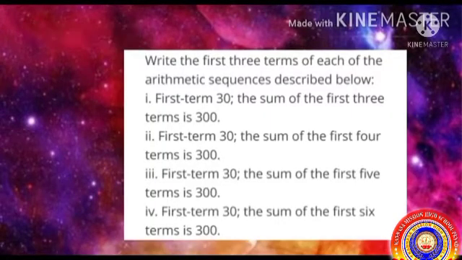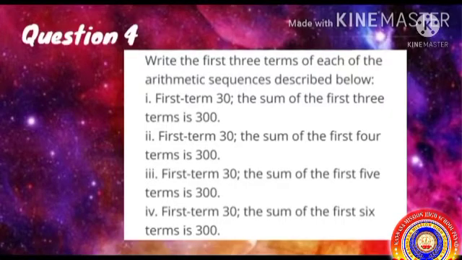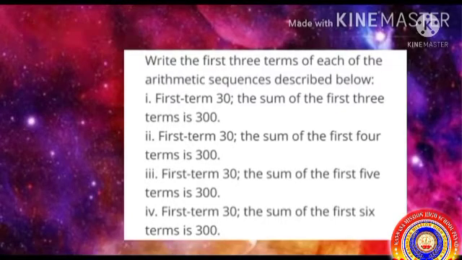Next, question number 4. Write the first 3 terms of each of the arithmetic sequences described below. First one, first term equal to 30, the sum of first 3 terms is 300. Second one, first term 30, the sum of first 4 terms is 300. Third one, first term 30, the sum of first 5 terms is 300. Fourth one, first term 30 and the sum of first 6 terms is 300. Okay children, let's do the answer.